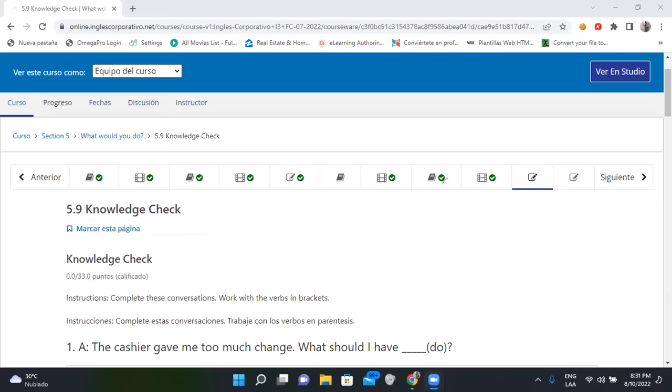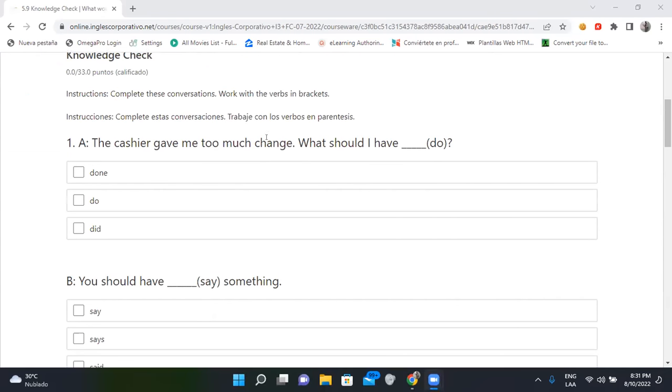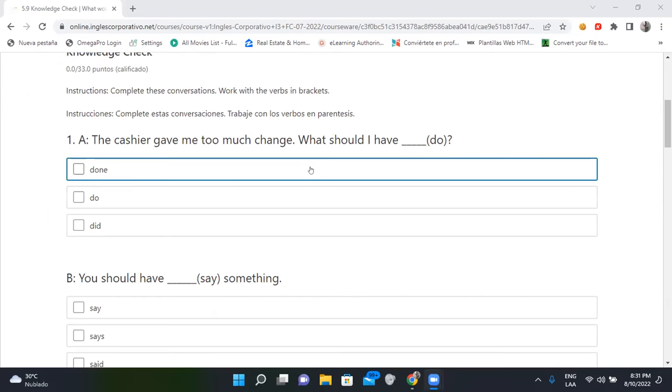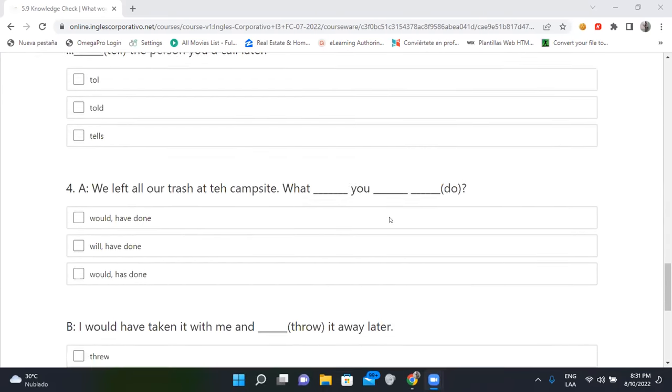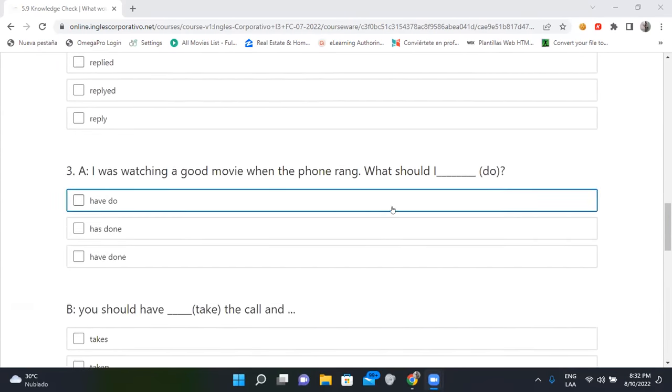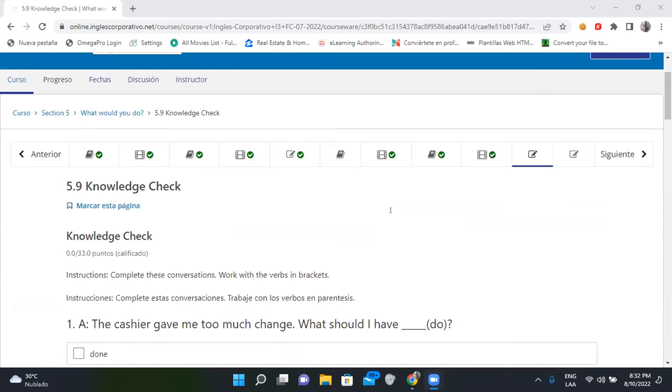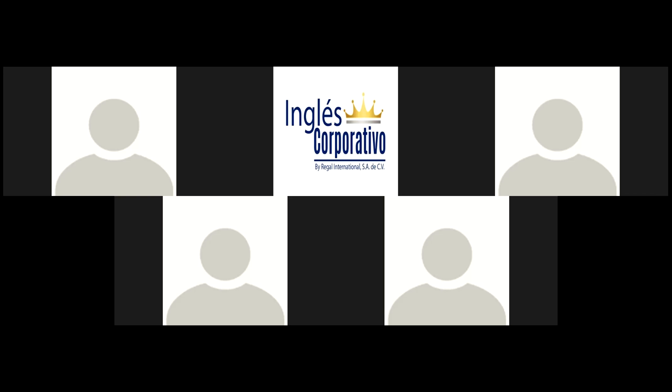So in this activity, you're going to be looking at these examples. A cashier gave me too much change. What should I have done? You should have said something. And after that, we're going to take a look at it together and see if you have the right answer. Are you ready? Ready, teacher. Let's do it. You can share your screen.